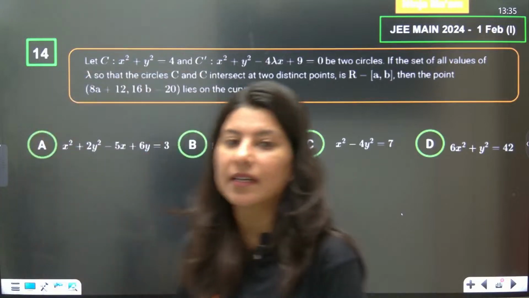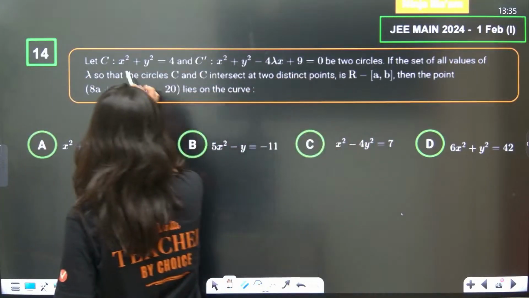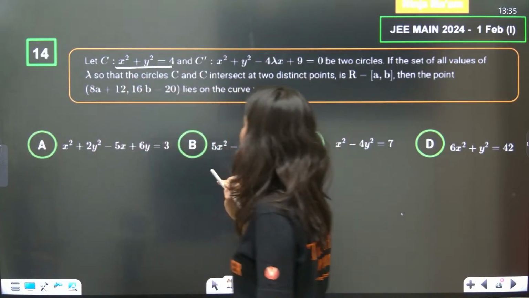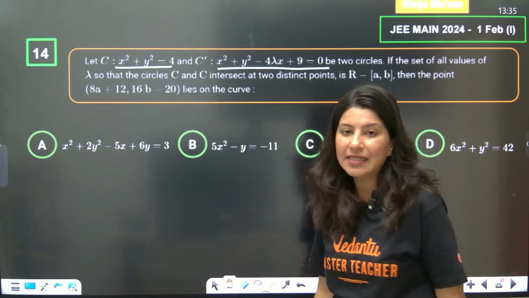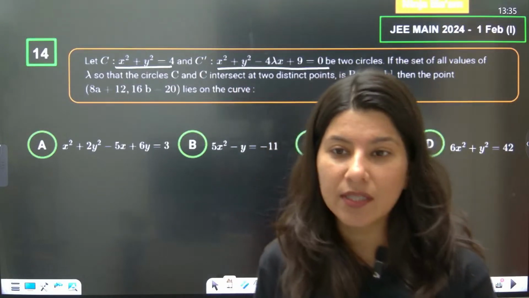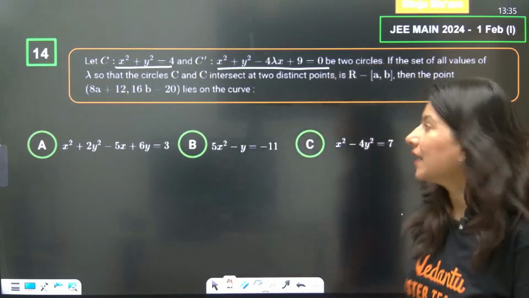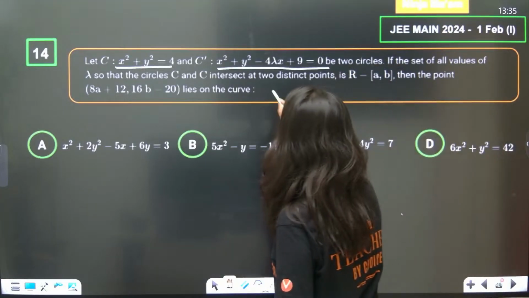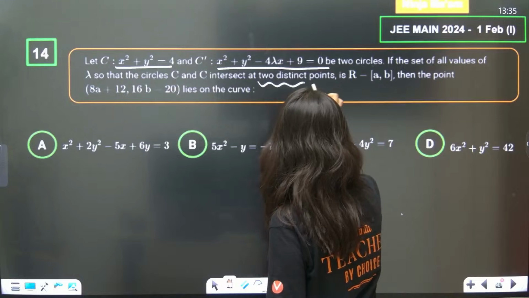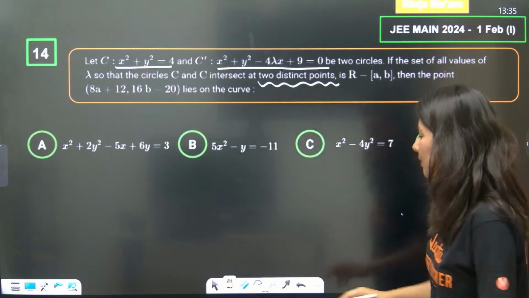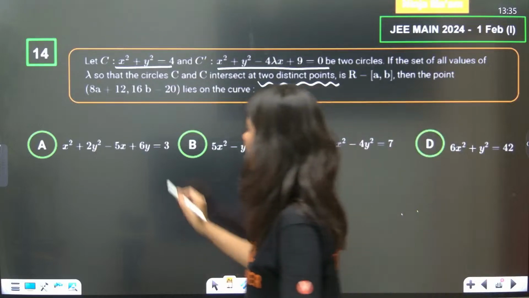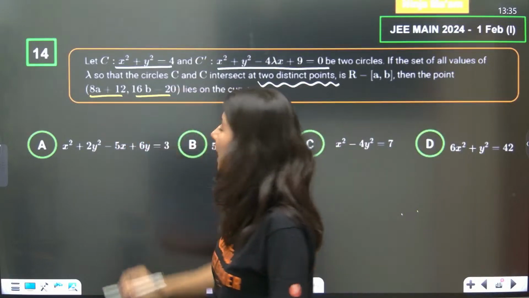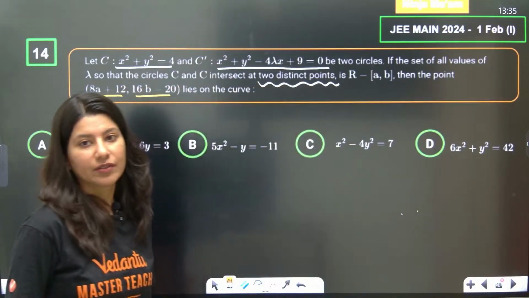Yes, let C be the circle x square plus y square is equals to 4 and x square plus y square minus 4 lambda x plus 9 is equals to 0. These are the two circles. Okay. Now they are saying that both the circles intersect at two distinct points. Then this point lies on the curve.